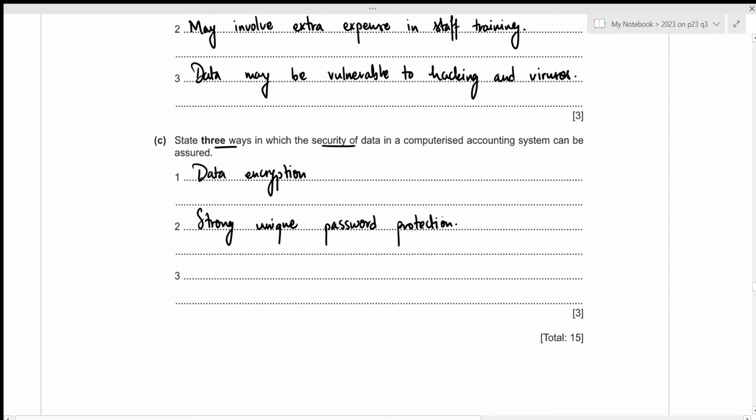Then the third way to secure our data would be installation of any virus protection software. So installation of virus protection software. That is all for this question.